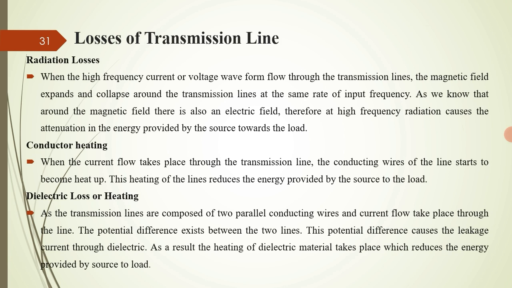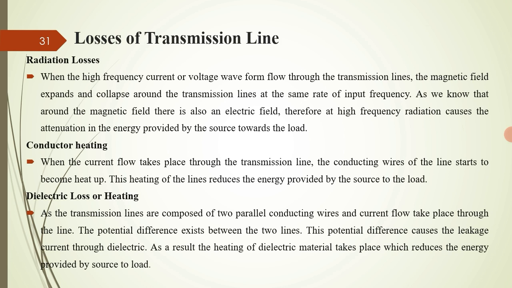Conductor heating means that when a current flows throughout the transmission line, the conducting wire of that line starts to heat up. Due to that heat, there will be a reduction of energy from what is produced by the source to the load. And the third one is dielectric loss or heating.